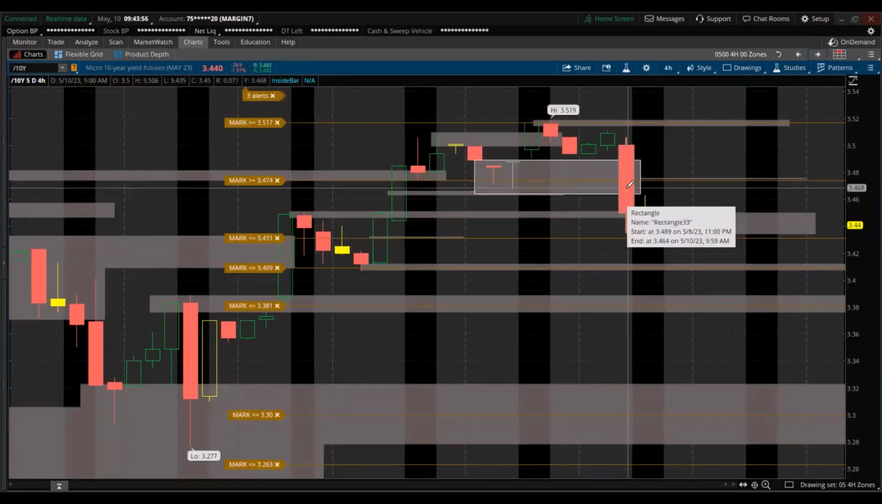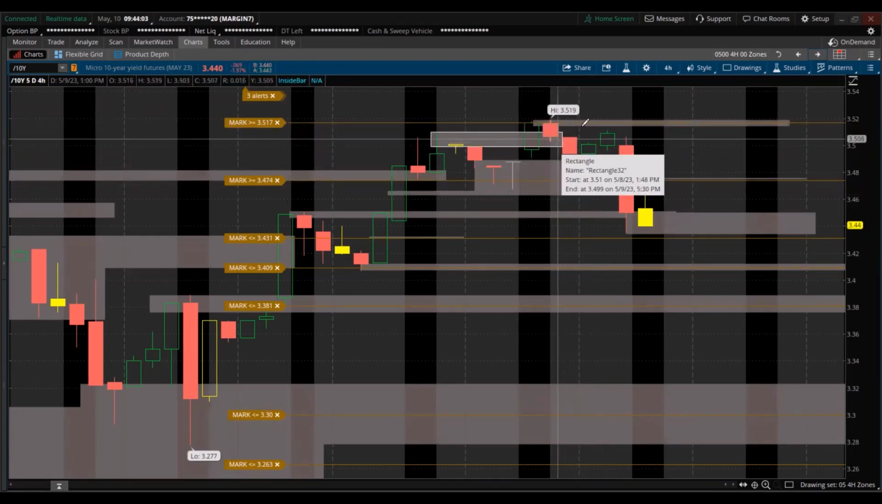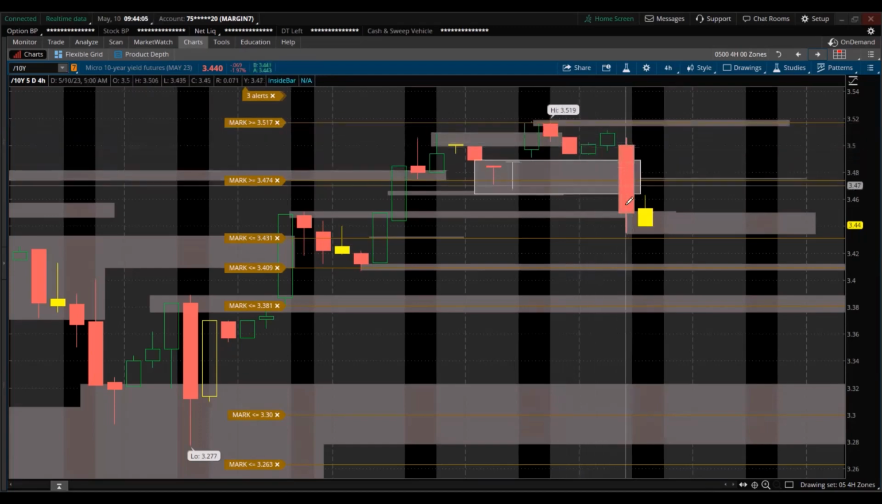10-year yields. Up high for the week. And then a huge impulse move down. Test it. This key demand zone, broke below it. Buyers stepped in. And now we're still trading lower.